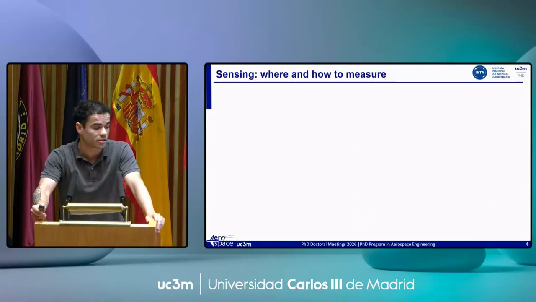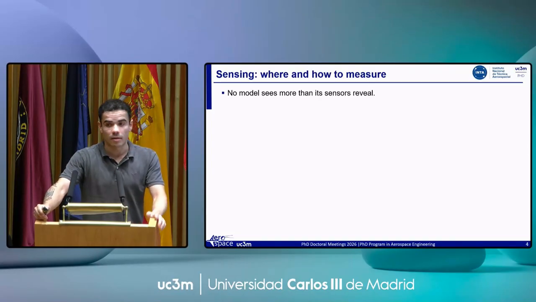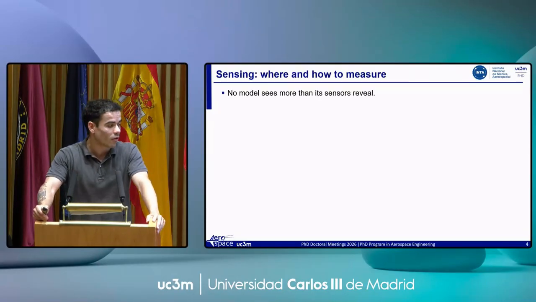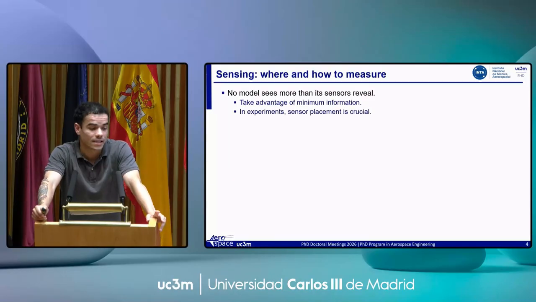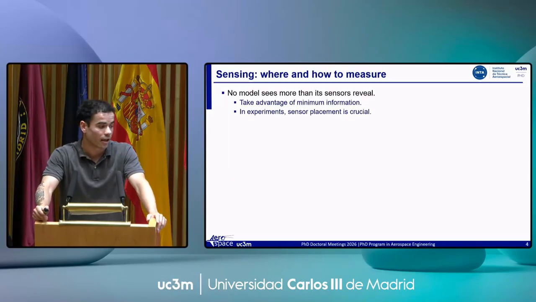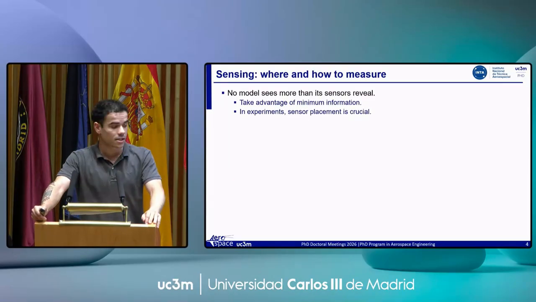So first, let's start with the sensing part. The main idea is quite simple. No model is more than its sensors reveal. In real life, we have to take advantage of minimum information. This can be translated into the experimental world, where sensor placement is crucial.